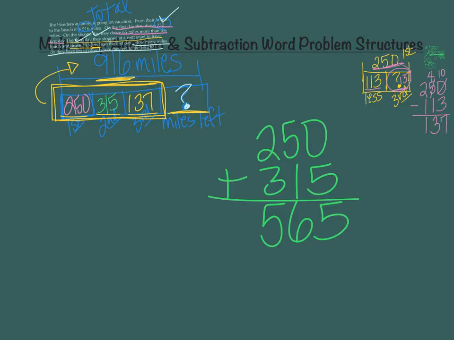Now, I did the 250, I did the 315. What do I add next? Excellent, 137. Okay, so plus 137. What is 7 and 5?